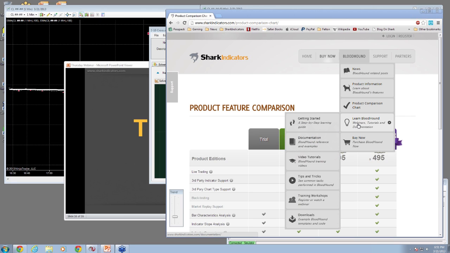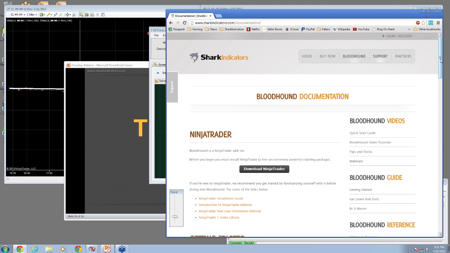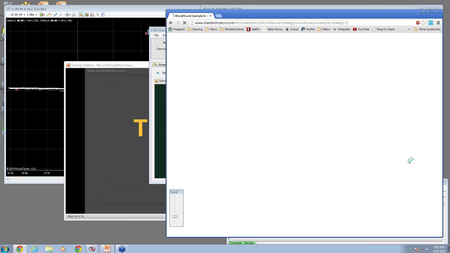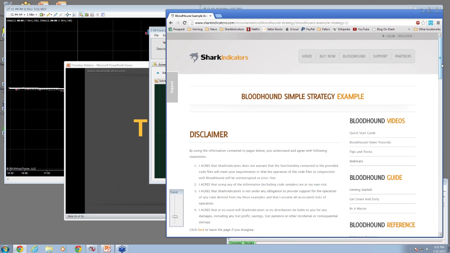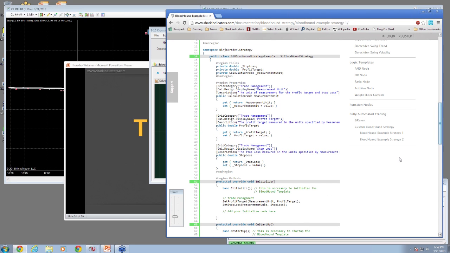To show you how you do that, you go to Learn BloodHound, go to the documentation section, and if you scroll down, kind of on the right hand side here, you can see that we've got a couple example strategies, and you can click them and see some source code examples on how you would integrate your strategy with BloodHound, so that you get the best of both worlds. You can get the fast development time of creating custom indicators and custom strategies with BloodHound, and you can also use your custom logic and code it yourself around that, so you get the speed and the flexibility at the same time. So that's certainly possible. Okay.